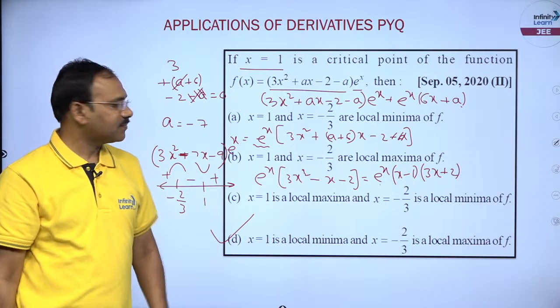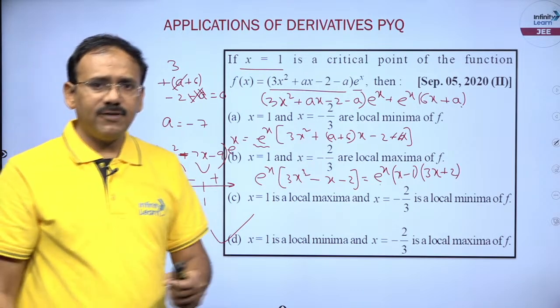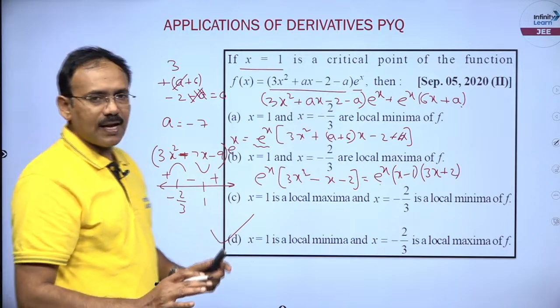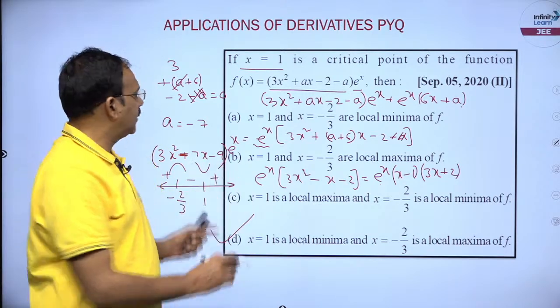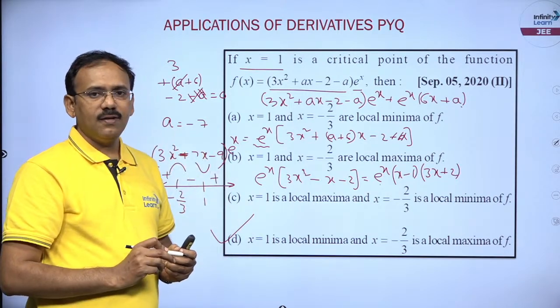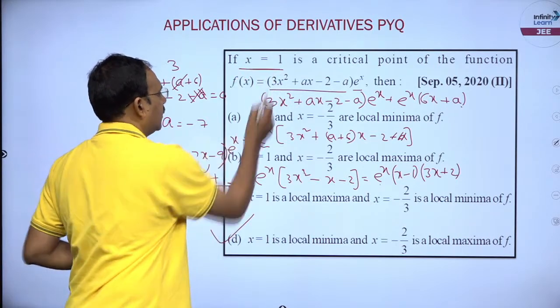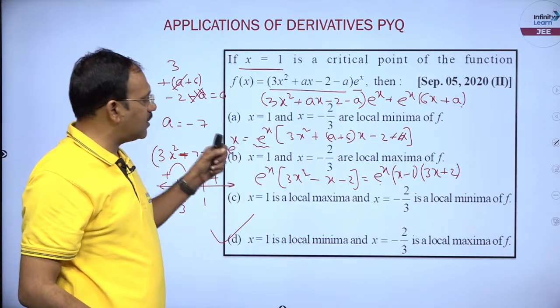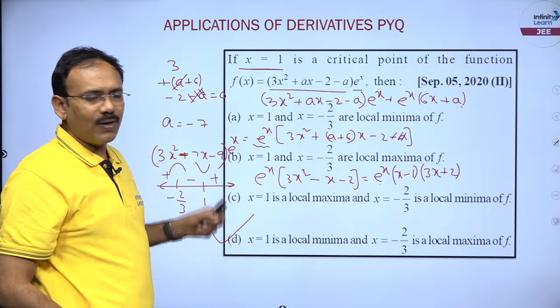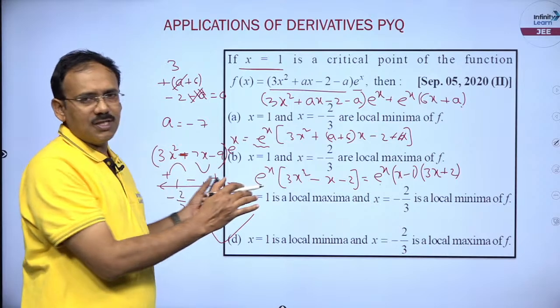Okay, friends. Let me briefly recap the mechanism I have used in this class. In this particular problem, f of x is given. To find a, I used this data: I made its derivative equal to 0 at x is equal to 1, and I got the value. So the function is known.